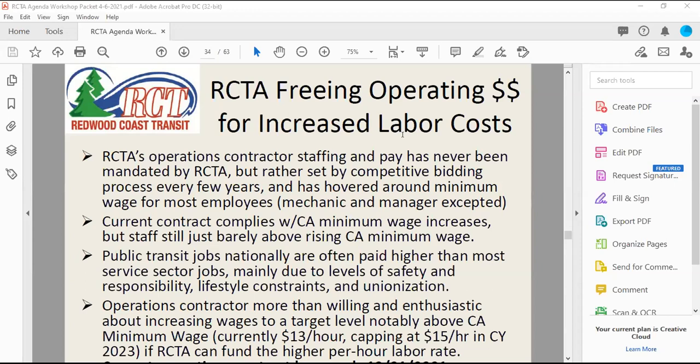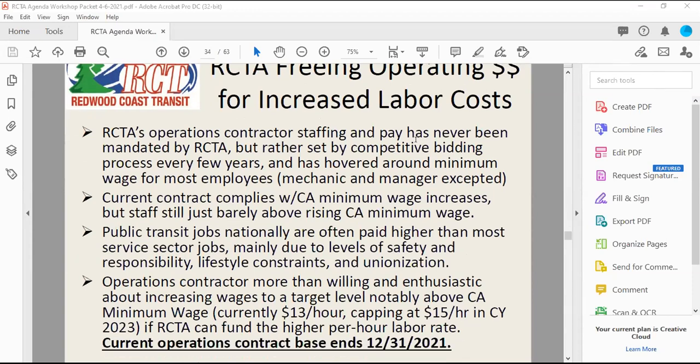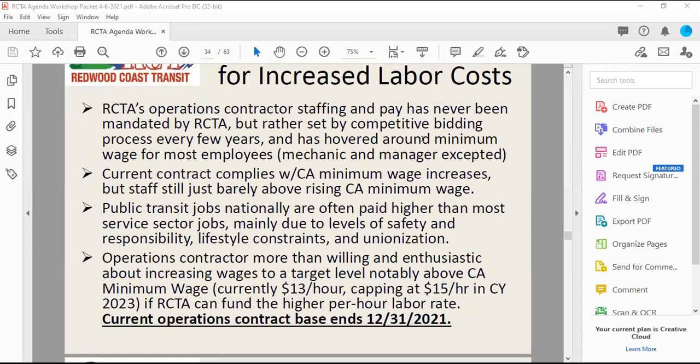COVID-19 and the service cuts have been necessary, and we hope to rebuild RCTA looking at new lower service levels. We need to allow RCTA to set aside some money that we can use for capital projects and apply also to the rising labor costs that we expect. We're entering a situation of a new contract halfway through the next fiscal year. It could jump considerably the operating cost itself, which is our main outgo of the funding.